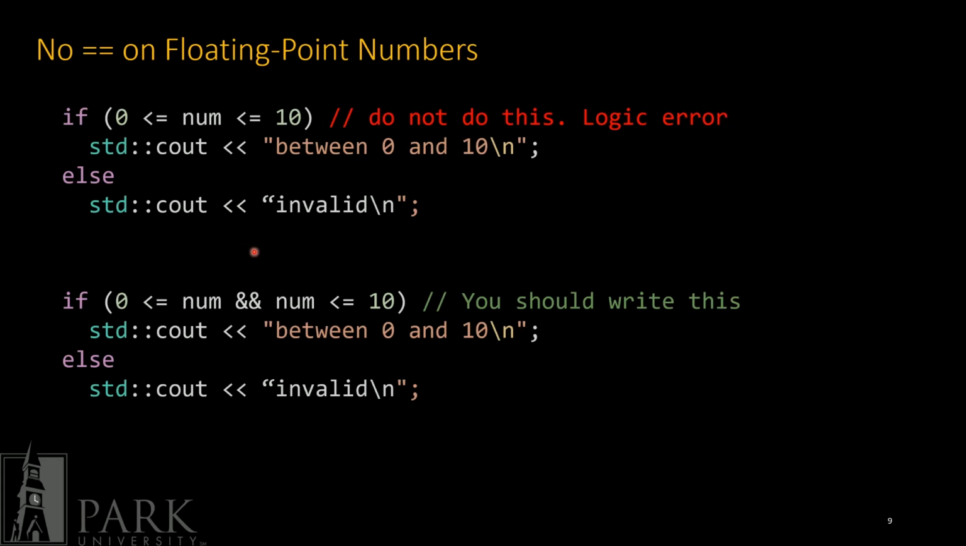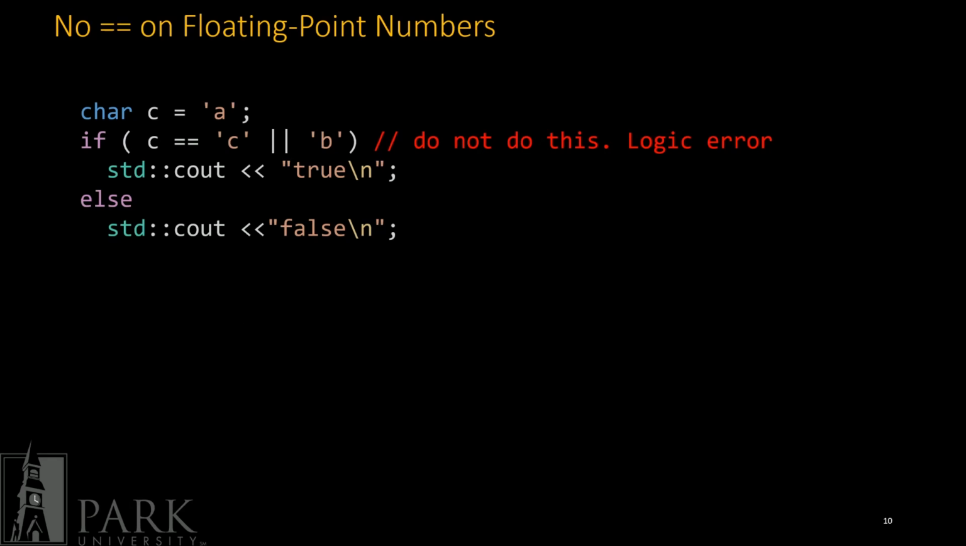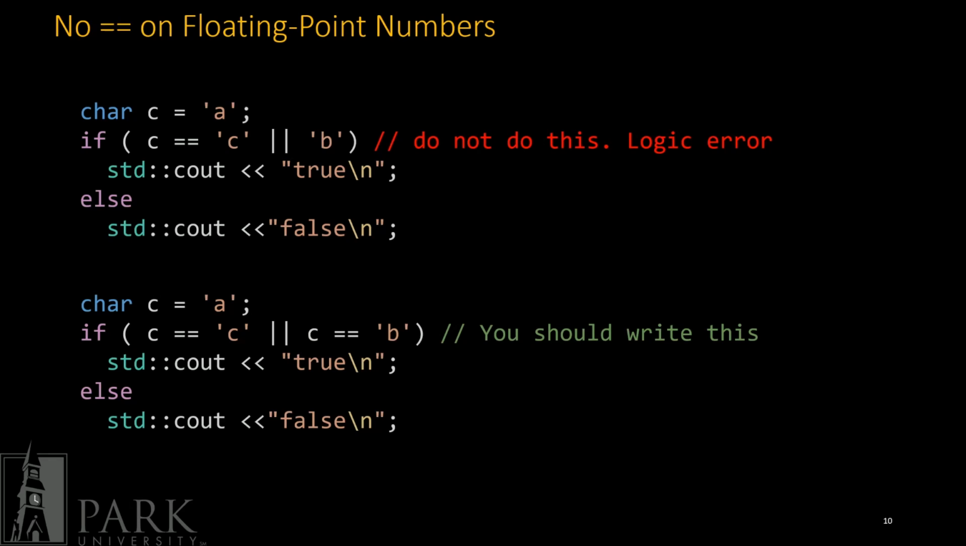Likewise, that goes the same for our Boolean operations, our ands and ors and whatnot. Here we have char is equal to A. If C is equal to C or B, okay, don't do that. This is bad. Here's the correct way to do it: if C is equal to the character C or C is equal to B, then do something. Again, that's a very common mistake that people make. You should probably know not to do it by now, but I just wanted to touch on it to make sure.